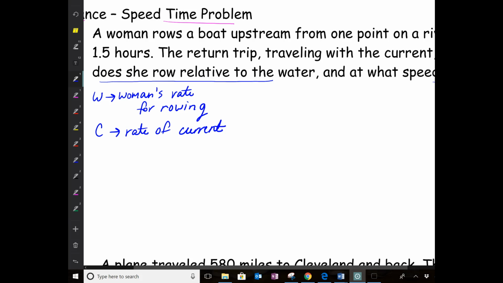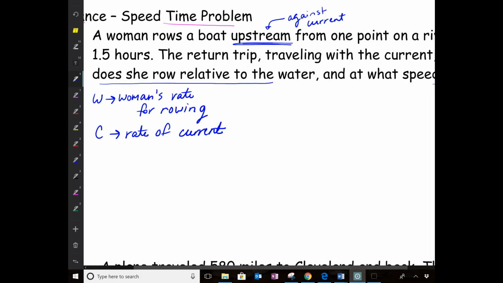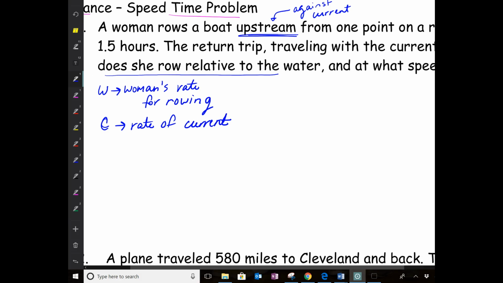Now we also might want to define a few other things here. Because if we look at the problem, it says a woman rows a boat upstream. So upstream, she's working against the current. So I need to keep in mind that she is going against the current in one part of the problem. So how would I represent in terms of W and C what's being described there? Joseph? Negative C plus W, maybe? Yeah, Joseph, exactly right. If the current is working against you, it's subtracting from your rate.